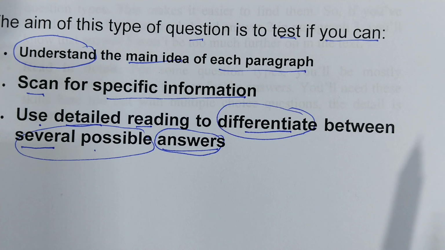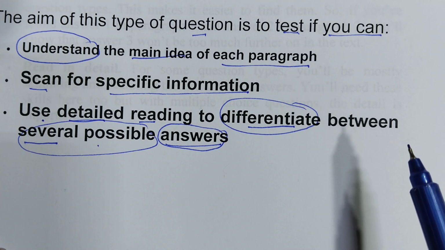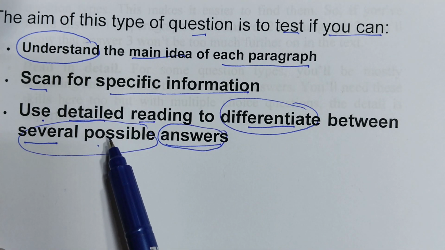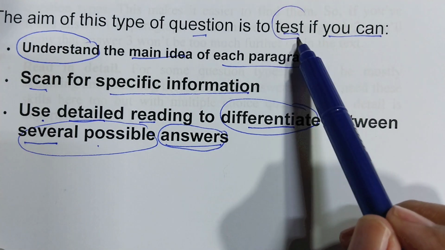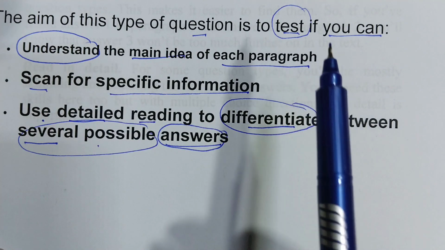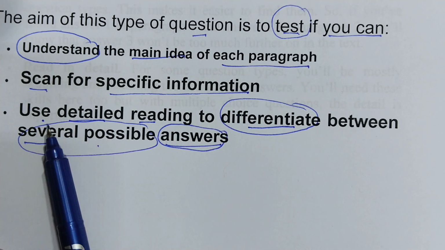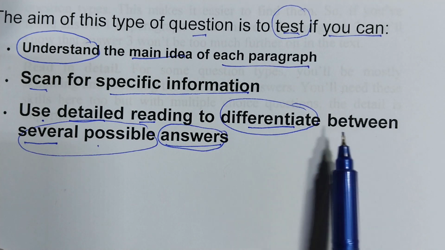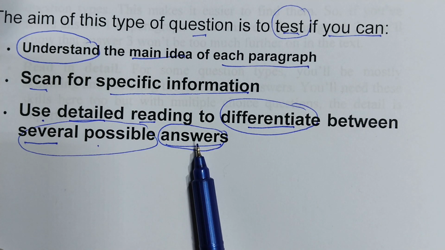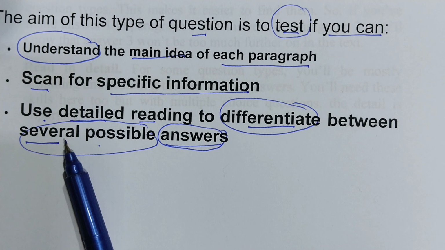So what do you mean by this? I observed that students are facing problems solving multiple choice questions. There are three things that they want to test from the candidate. And what are the three things? Is the candidate able to understand the main idea of the paragraph? Can the candidate scan for specific information and use detailed reading to differentiate between several possible answers? If the candidate is able to differentiate between several possible answers according to the passage, then it will be great, and you will be able to solve this type of question very well.